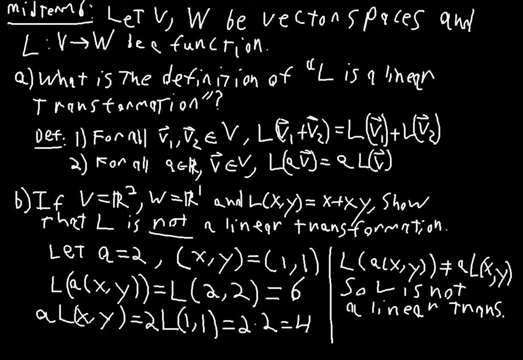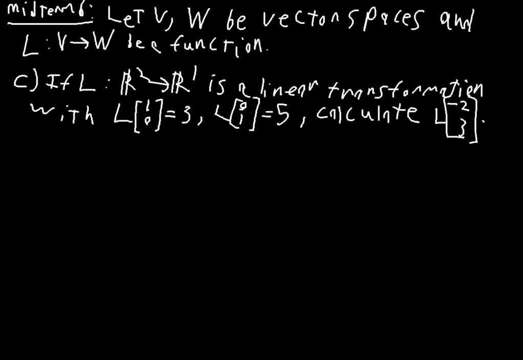So the next question is giving us a particular linear transformation, but it's only giving us limited information about that linear transformation. It's asking us to calculate some other point. Now, since it gave us what L of 1, 0 is and what L of 0, 1 is, and these guys form the standard basis for R2, which is the domain of our linear transformation, then we can go ahead and quickly write out the matrix associated to that linear transformation.